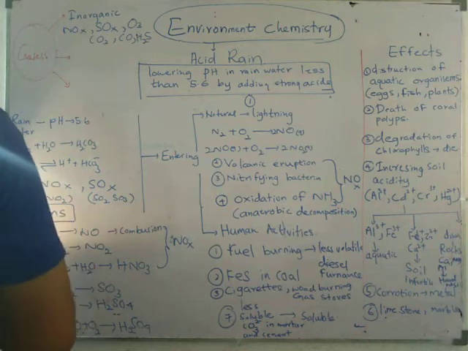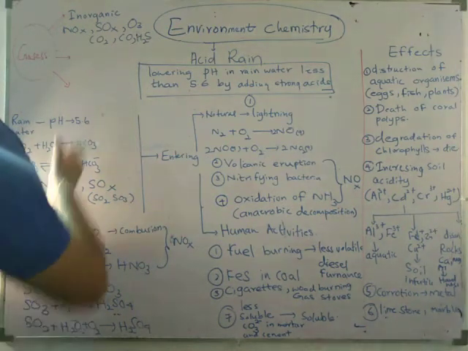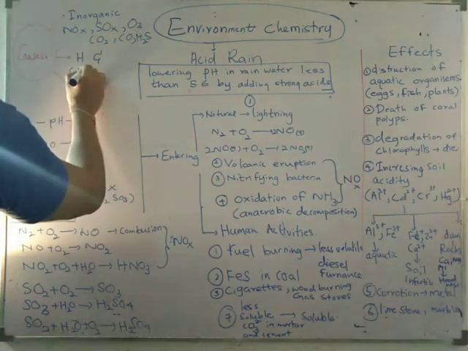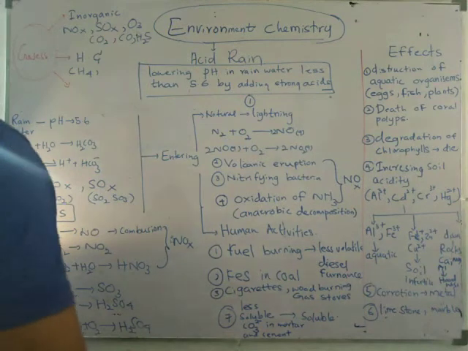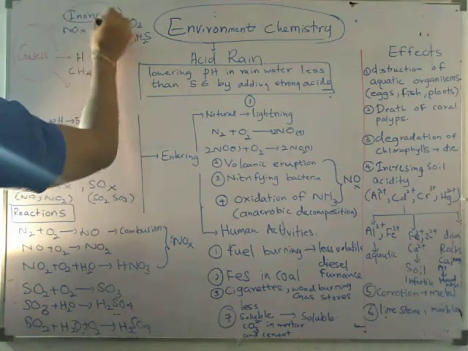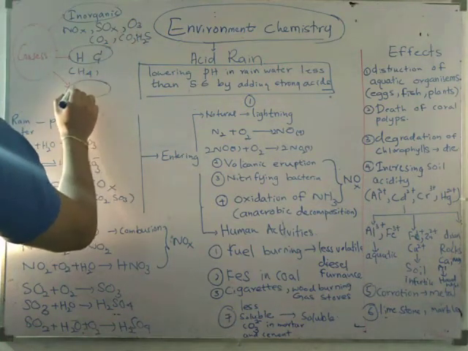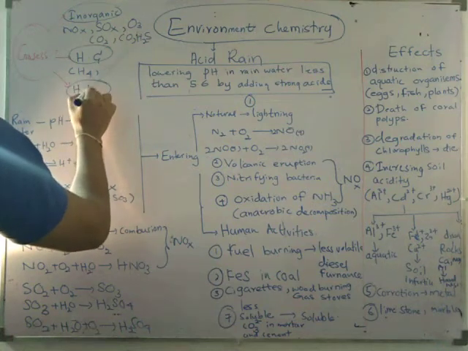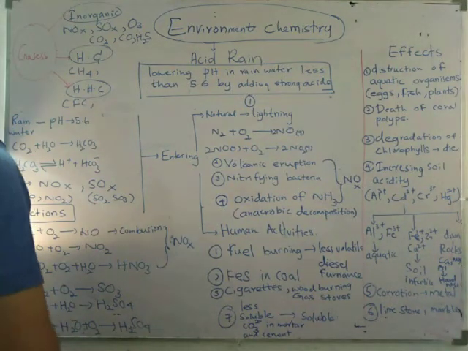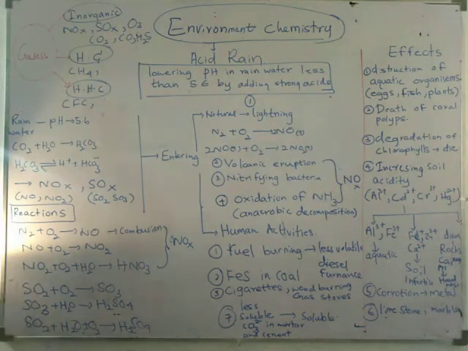Next one. Organic or hydrocarbons. Hydrocarbons like CH4 and unburnt hydrocarbons produced during the internal combustion of the vehicles. That is the second one. Last one, halogenated hydrocarbons like CFC, then HFC and HCFC, like that. There are a lot of hydrocarbons also causing air pollution. Right. Today we are going to talk about the acid rains.